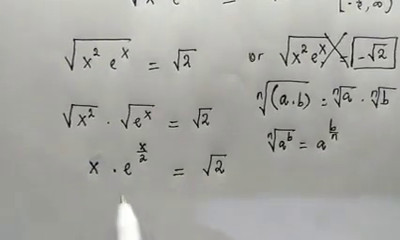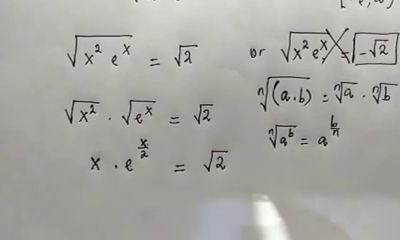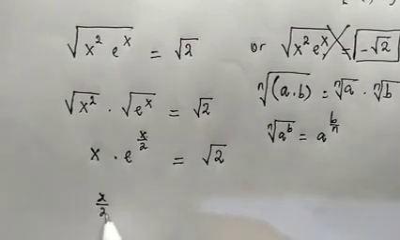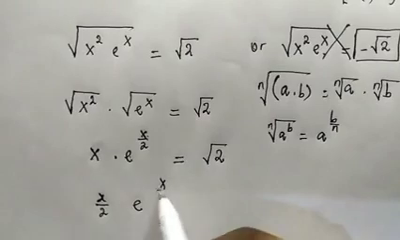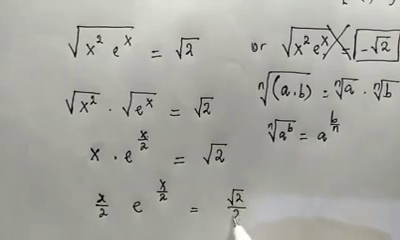Cool. Now, we can easily make the power of e here equal with this expression by simply multiplying both sides by 1 over 2. So we're going to get x over 2 times e raised to the power of x over 2. This is equal to square root of 2 divided by 2.